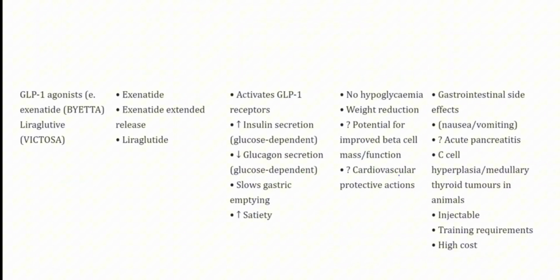Advantages include that they do not cause hypoglycemia and cause a reduction in weight. There is potential for improved beta cell mass or function, and they have cardiac protective actions. Side effects are mostly GI side effects, which are nausea, vomiting. C-cell hyperplasia and medullary thyroid tumors in animals have been noted. They're injectable, training is needed, and they're costly.